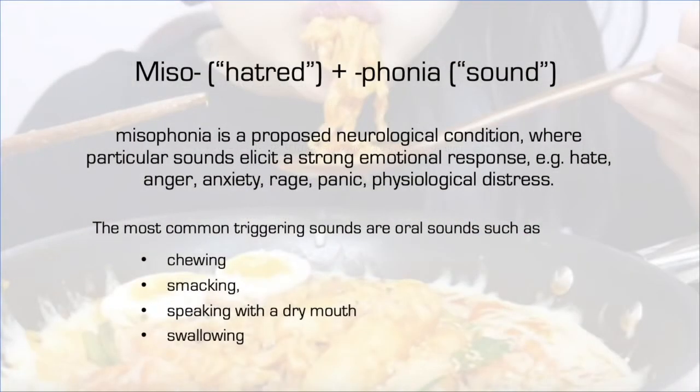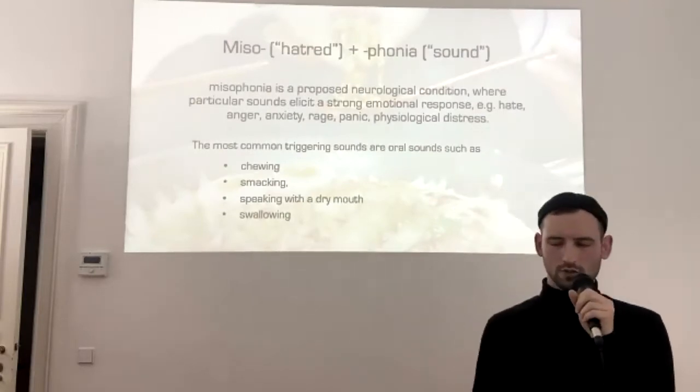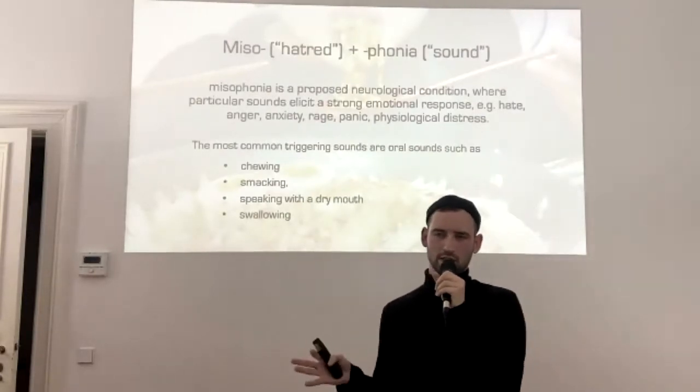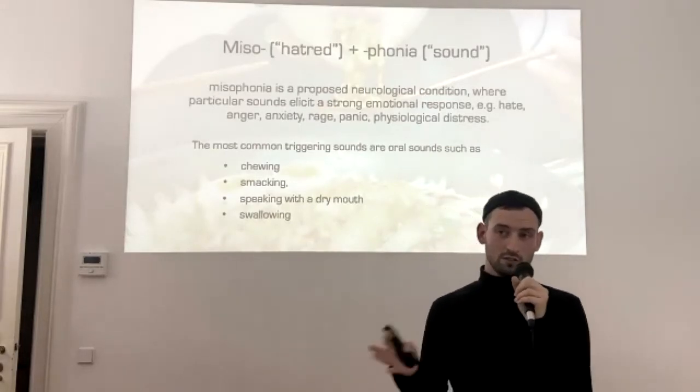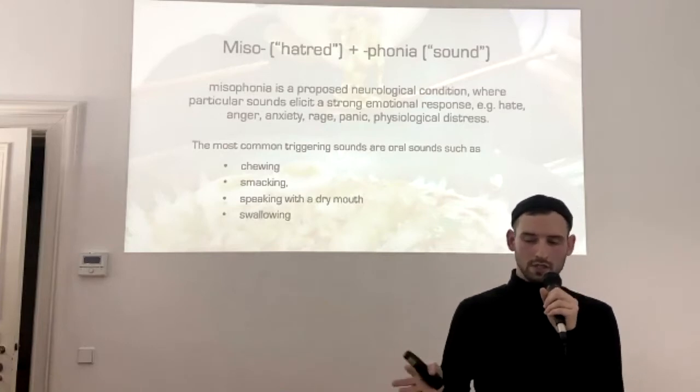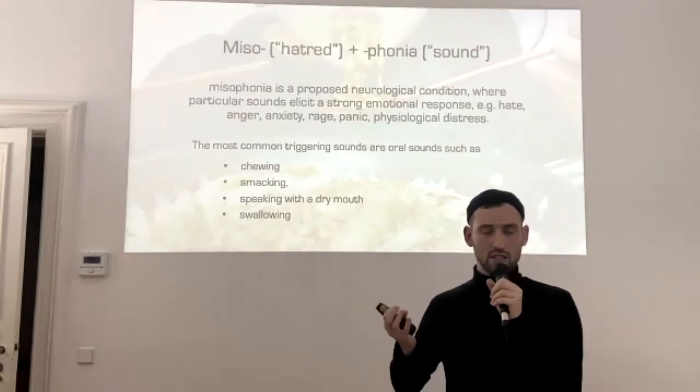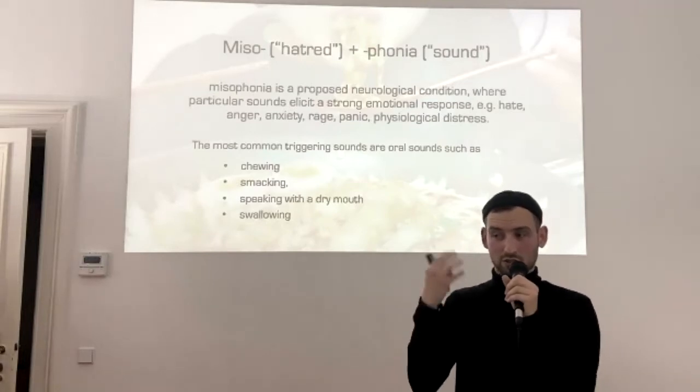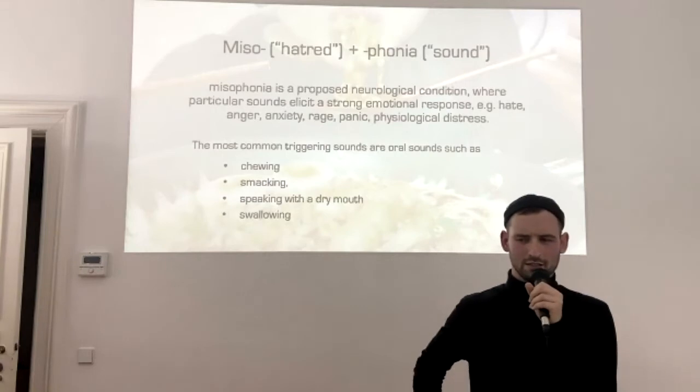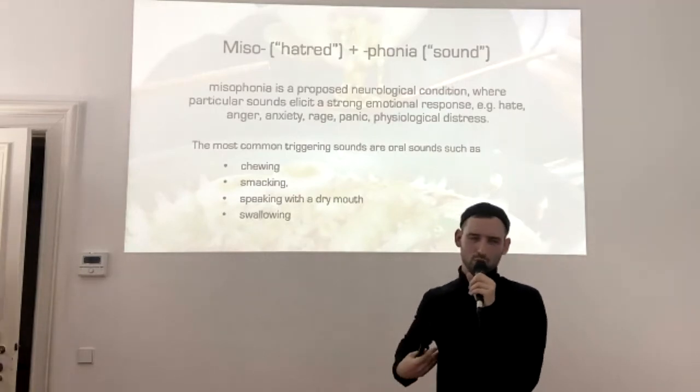Here's the definition. Misophonia, literally meaning the hatred of sounds, is a term coined in 2000 and often referred to as the selective sound syndrome. It's a proposed neurological condition where particular sounds elicit a strong emotional response, such as hate, anger, anxiety, rage, panic, or even physiological distress. So what does it mean that it's proposed? It simply means it's not yet officially classified. It's fairly new, it's being researched, the criteria are not very clear yet. It's neurological. It means it's not just a hypersensitivity to sounds. It has a direct impact on the autonomic nervous system.